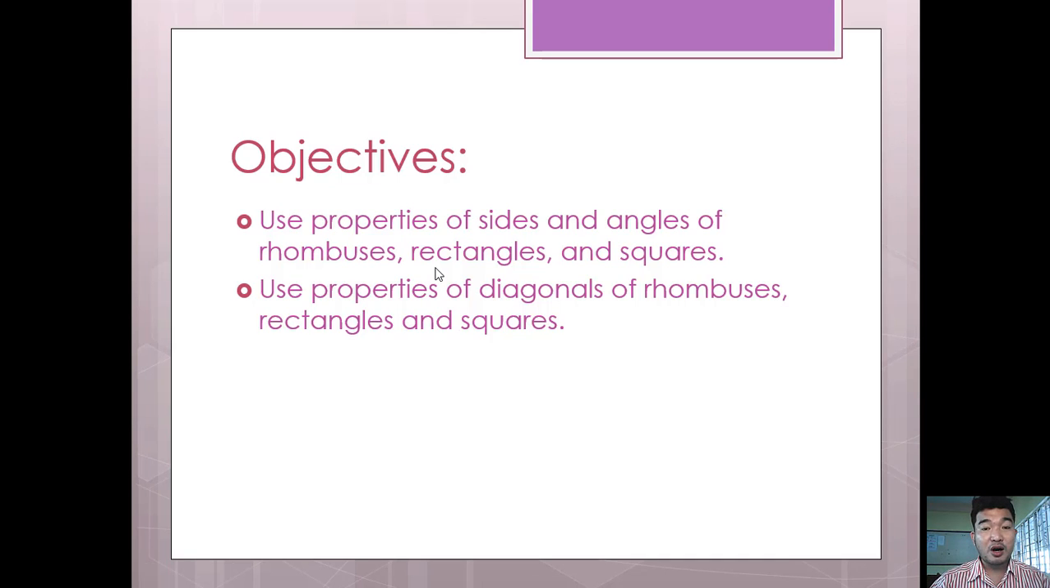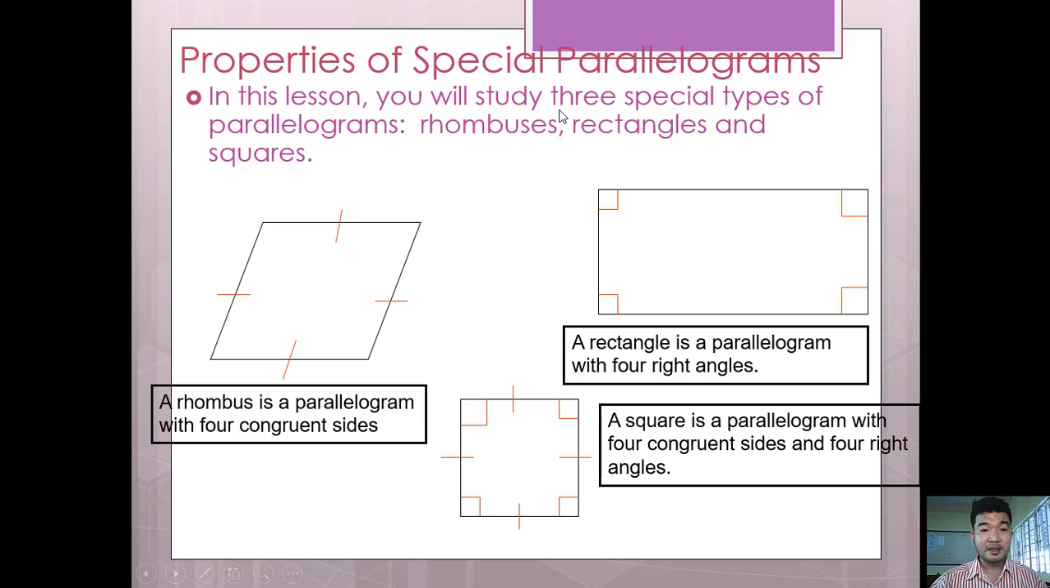The objectives of this presentation are the following. Number 1, use properties of sides and angles of rhombuses, rectangles, and squares. Number 2, use properties of diagonals of rhombuses, rectangles, and squares.